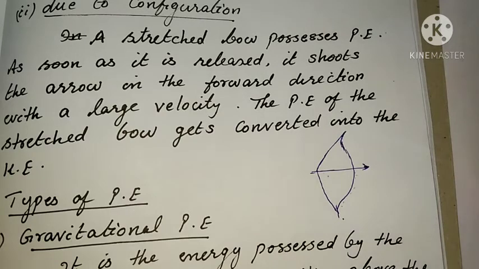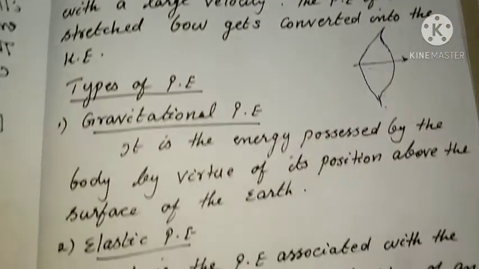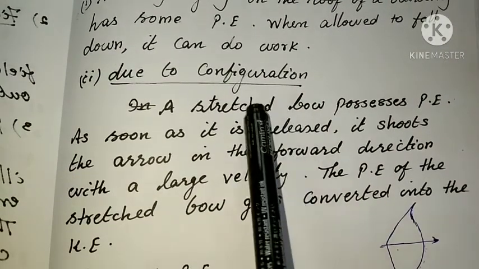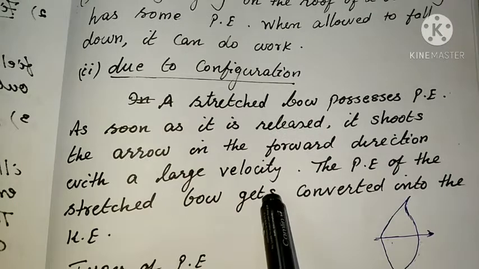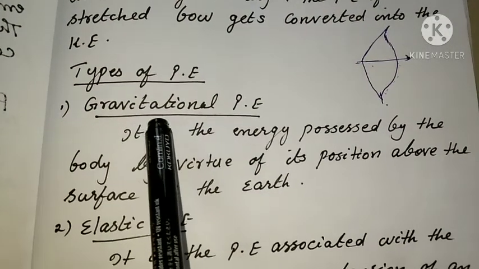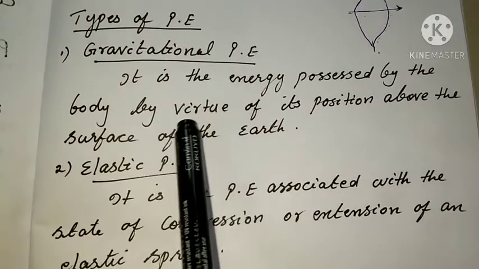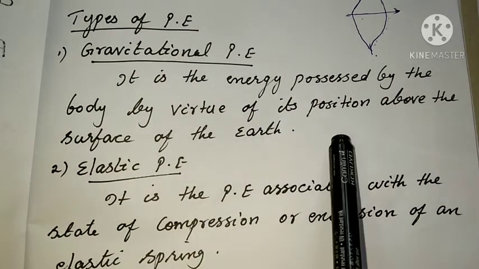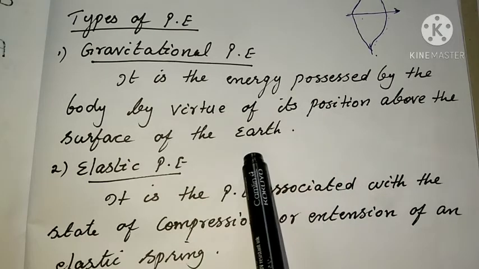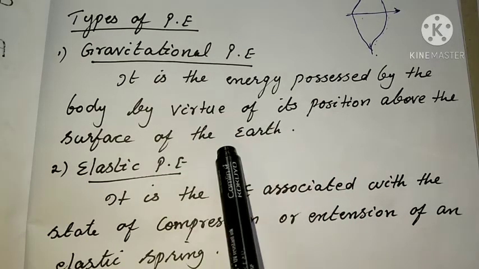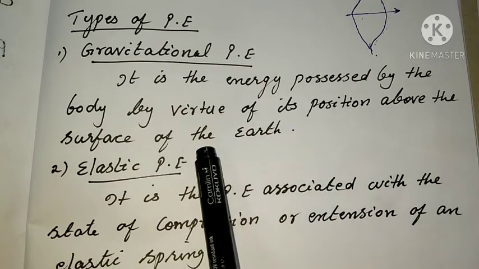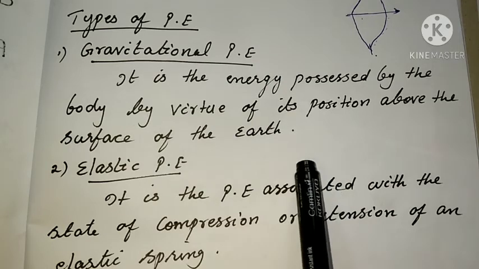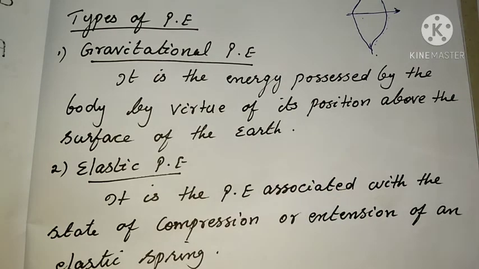Then what are the types of potential energy? The first one, gravitational potential energy. It is the energy possessed by the body by virtue of its position above the surface of the earth. That is the gravitational potential energy.